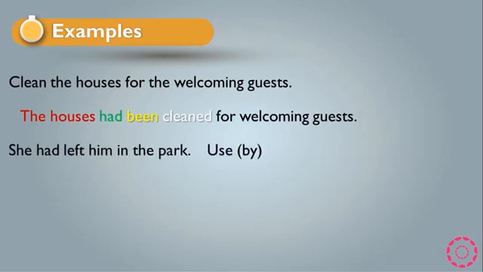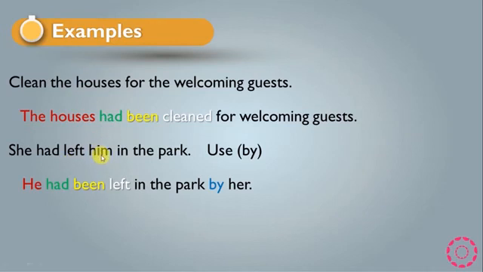Another sentence: she had left him in the park. So it asked to use by. So it became like that: He had been left in the park by her. As you see, him here, which is an object pronoun, you have to change to he, and had been is shown in the rule. Had because it's past perfect, and left is in past participle form, so you have to rewrite it as itself. In the part which is the complement, it asks to use by, so you have to rewrite by, and she became her because we have to change she, the subject pronoun, to the object pronoun.